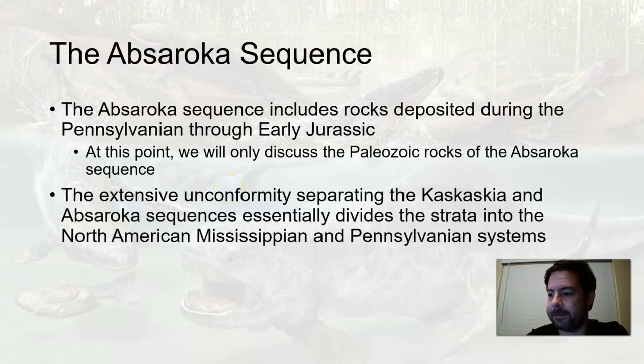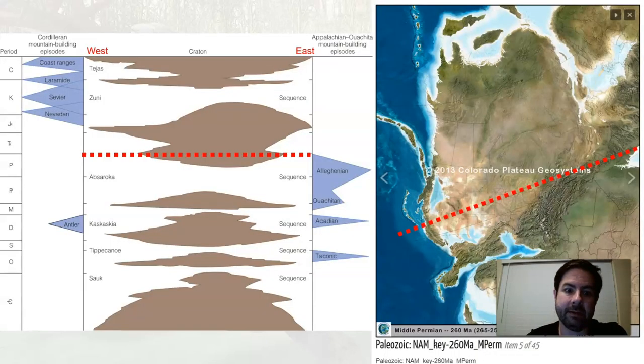The unconformity separating the Kaskaskia and the Absaroka sequences essentially divides the strata of North American sediment and sedimentary rocks into the Mississippian and Pennsylvanian systems. Again, the unconformity between the Kaskaskia and the Absaroka is what serves as the boundary between the Mississippian and the Pennsylvanian.